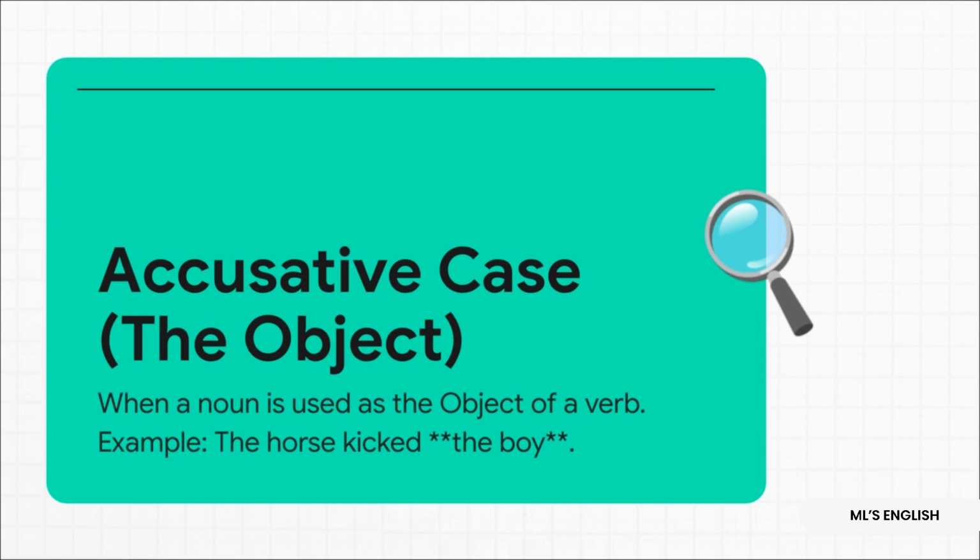And now for the other side of the coin, the receiver. This is the accusative case, or what we usually just call the object. In the sentence, "The horse kicked the boy." Who's on the receiving end of that kick? Remember the question to ask after the verb. The horse kicked whom? The boy. So the boy is the object. See how that works? It's a pretty neat trick.